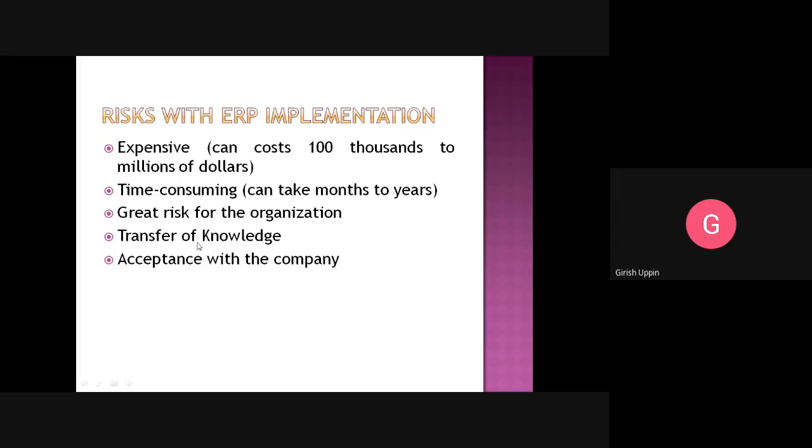Then transfer of knowledge. This is the most important thing. When you are implementing the new system, whoever has the knowledge about the existing system has to transfer that knowledge to the new team who are going to implement the ERP. Then the biggest risk is acceptance within the company. Whenever new changes happen in the organization, acceptance is the most challenging thing.